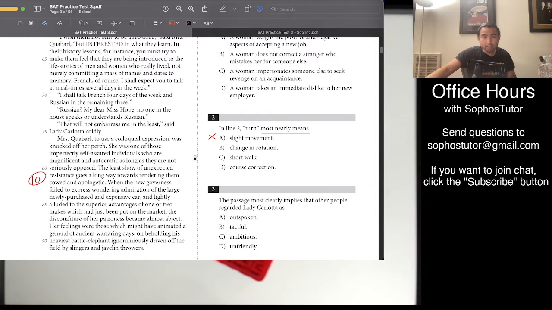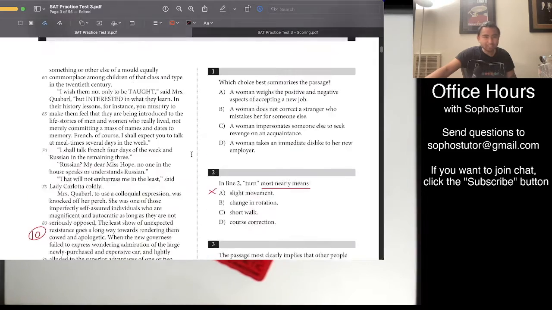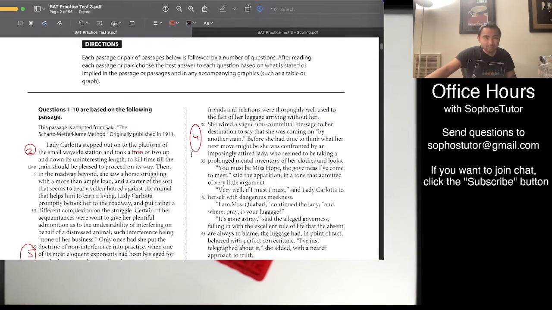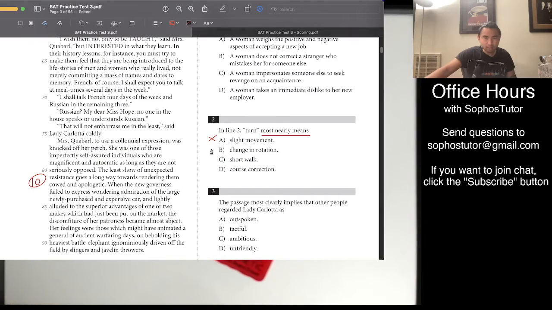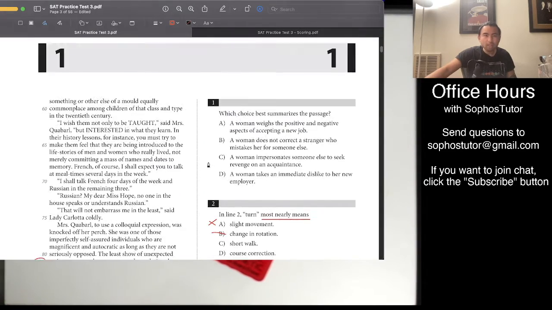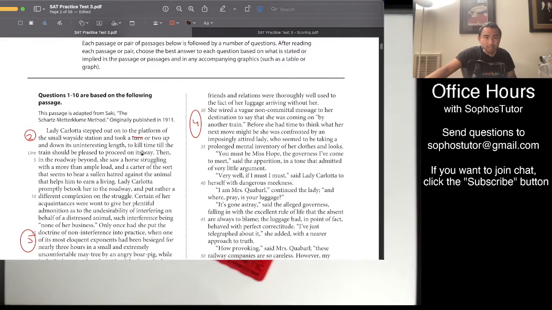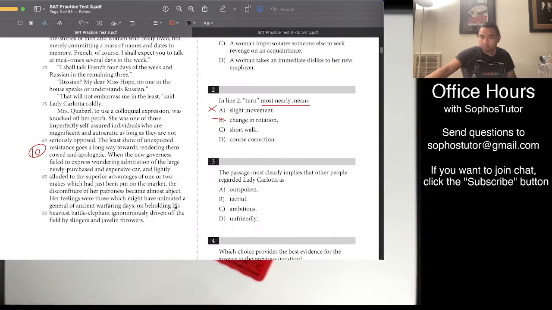Okay. B, change in rotation. Did she take a change in rotation or two up and down? It's an uninteresting length. Doesn't really make sense. I'm going to give this a hard no. Okay. Short walk. Did she take a short walk or two up and down its uninteresting length? This seems to make more sense. I'll give this a soft yes. Okay. Did she take a course correction or two? That doesn't seem to make sense. So I'm selecting C.